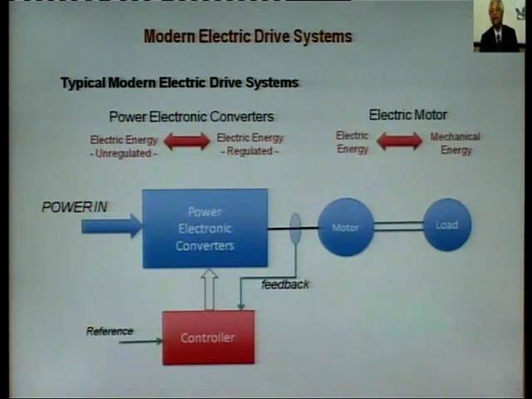And this part is the electric motor, and this part is the power electronic converter. So, there are two different parts of the modern electric drives. One is the power electronic converter, the other is the electric motor. The electric motor has electric energy as input and mechanical energy as output, as shown in this diagram.